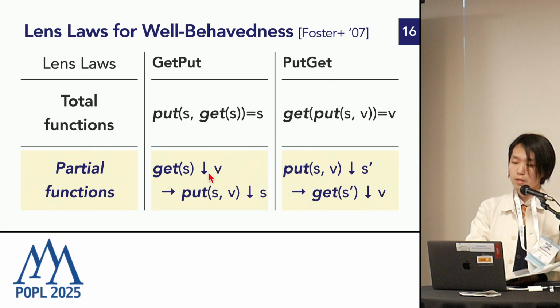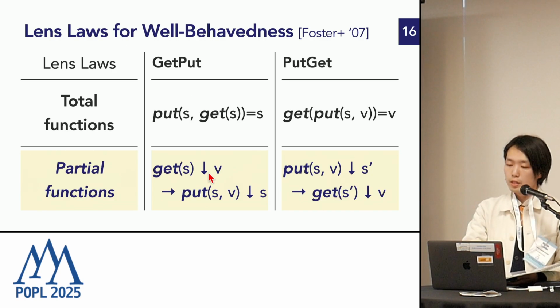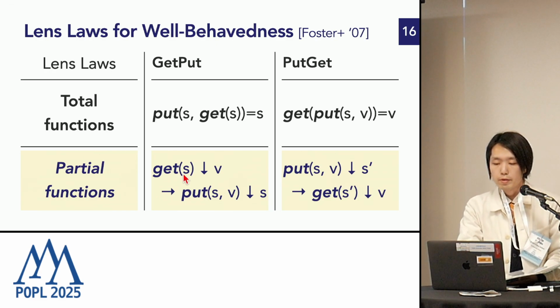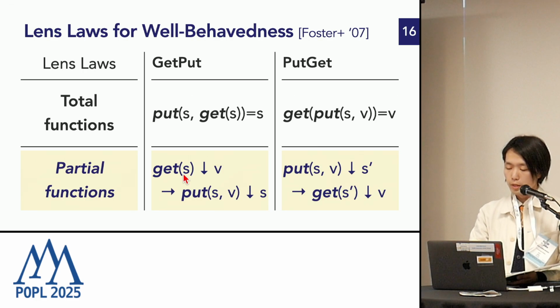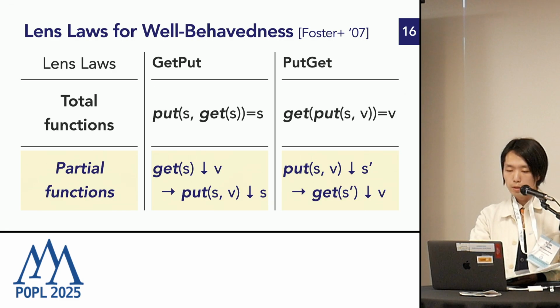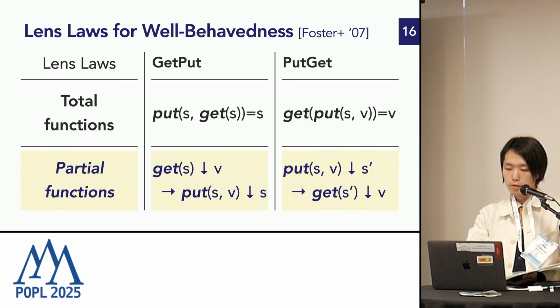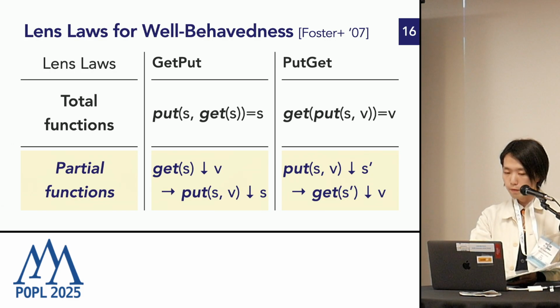This is the down arrow symbol. This symbol means that if the left side is defined on the given arguments, it will be evaluated to the right side. For example, this get s ↓ v means that if the get is defined on given arguments s, it will be evaluated to v. So this get is a possibly partial function. In the original definitions for partial functions, the functions are considered to account for the cases where functions are undefined on the given arguments.